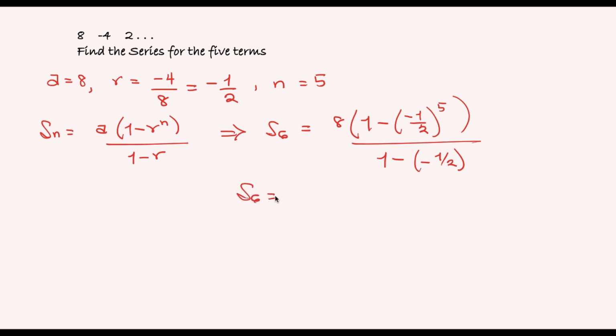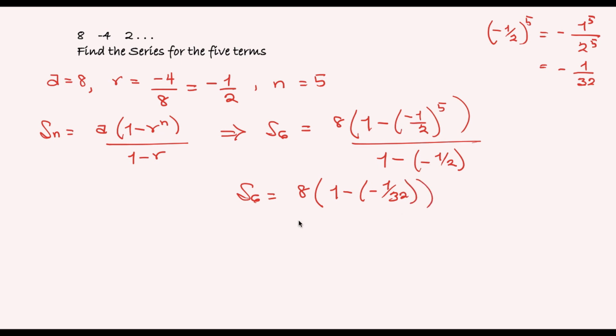So here we have that S5 is equal to 8 into 1 minus. Now, minus half raised to power 5 is the same as saying minus 1 raised to power 5 divided by 2 raised to power 5. And this is equal to minus 1 over 32, because we know that 1 raised to power 5 is equal to 1 and 2 raised to power 5 is equal to 32. So this is equal to minus 1 over 32. And we're dividing this by 1 minus minus half. So if we go ahead and solve, we'll have that 8 into, minus times minus is equal to plus, so this becomes 1 plus 1 over 32.